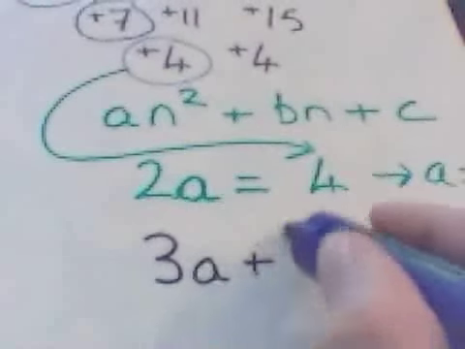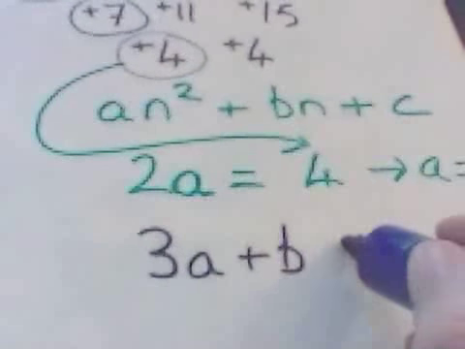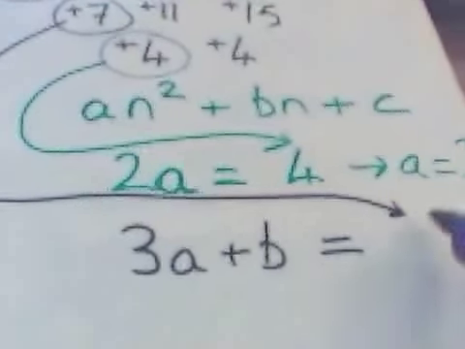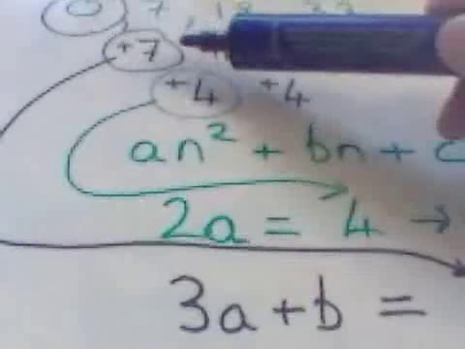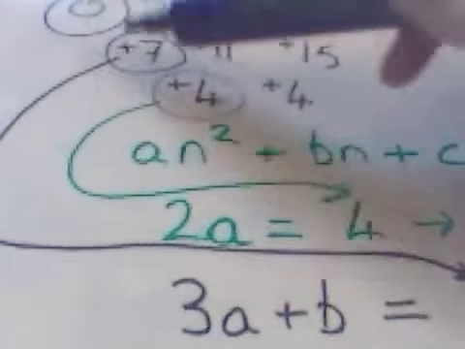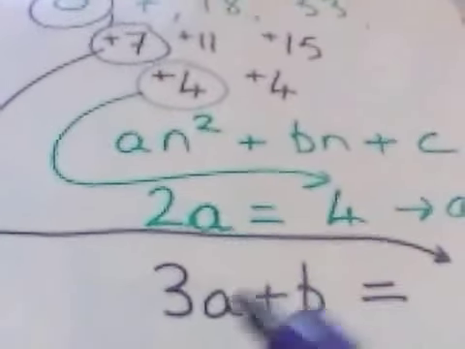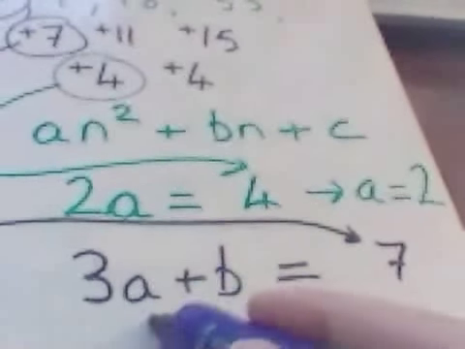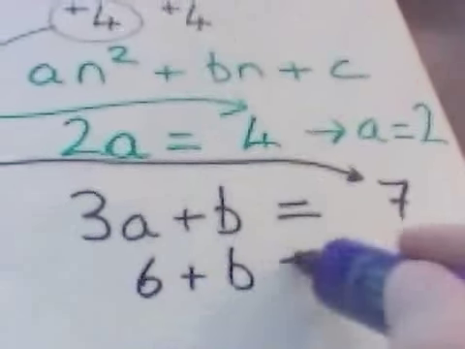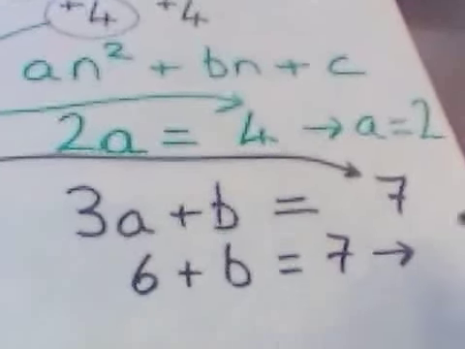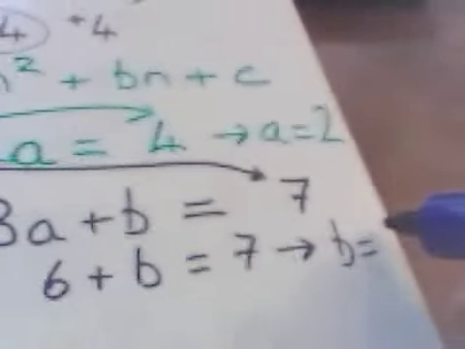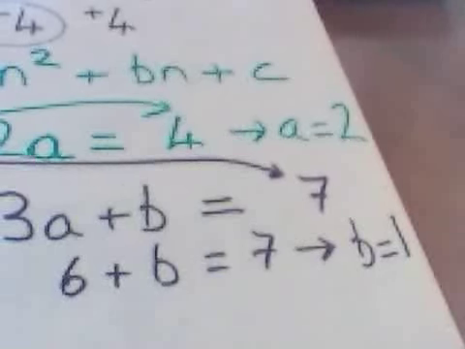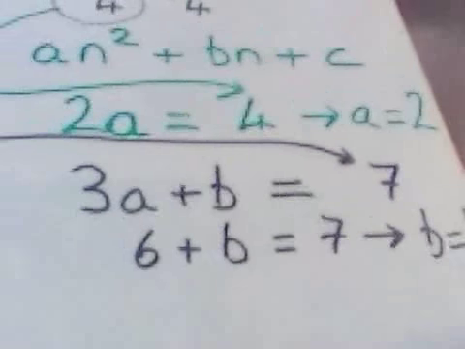3a plus b, and you're going to have to memorise this, is always going to be equal to that number there. So that's the first number in the second row. Now from this I already know that a is worth 2 because we've worked that out. So this is 6 plus b equals 7. That tells me that b must be worth 1. That's good for me, so I've got 2 of them now.